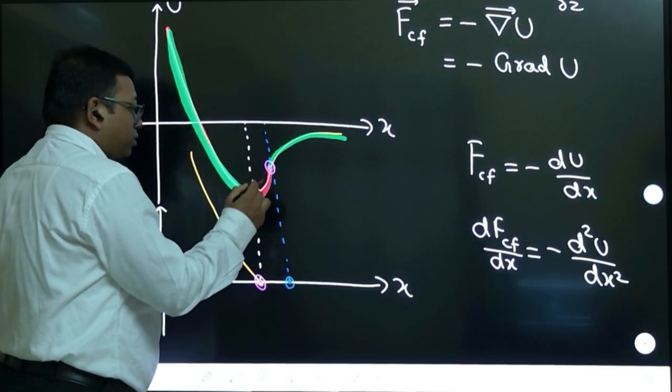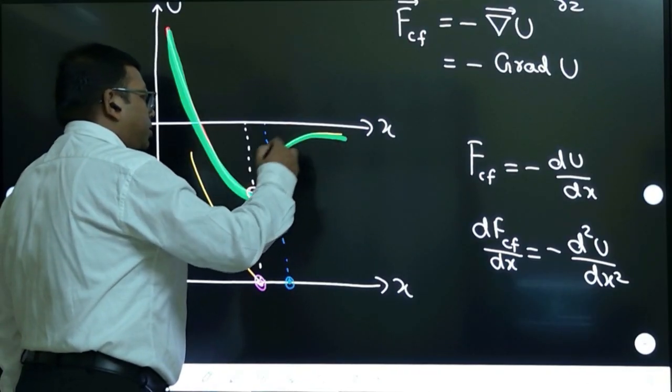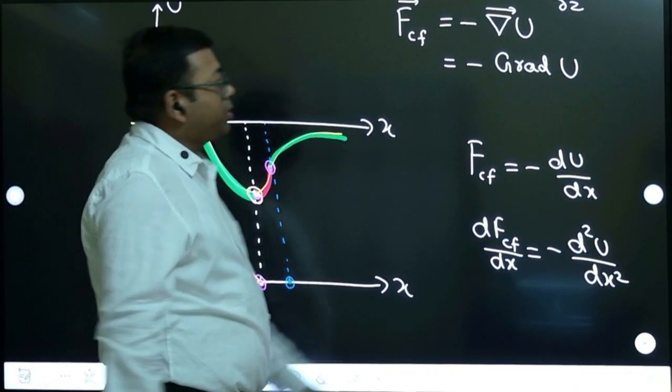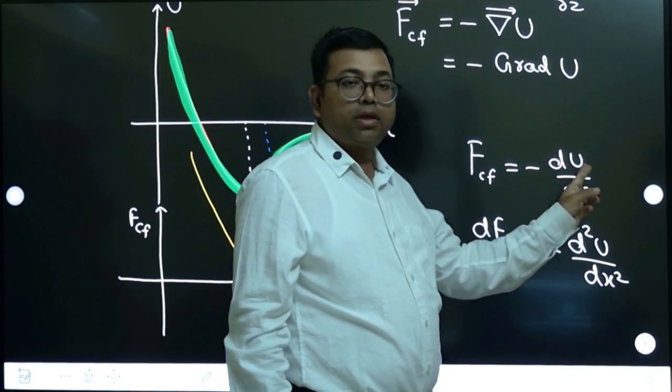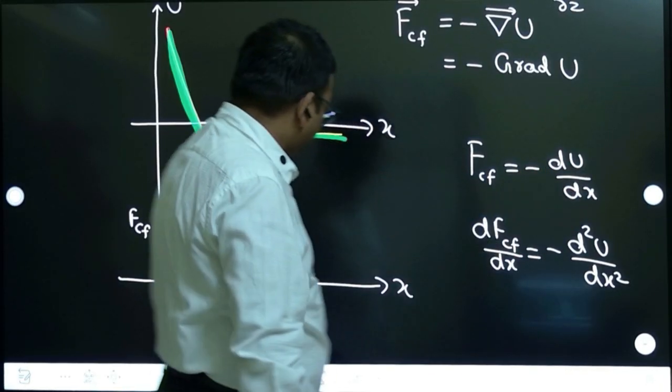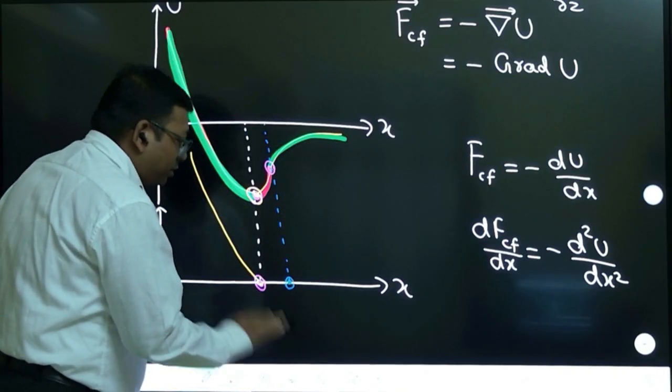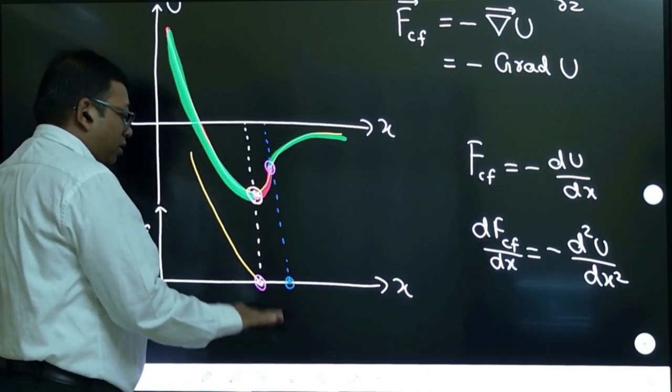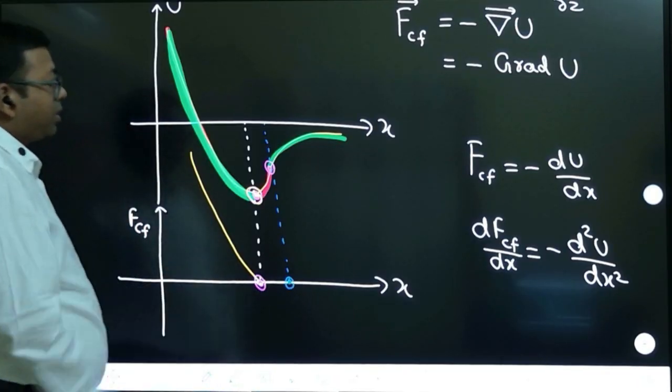After that, this slope is positive. When slope is positive, force is going to be negative, because negative into positive is negative. So after this point, the force graph is below the x-axis, so it is negative.